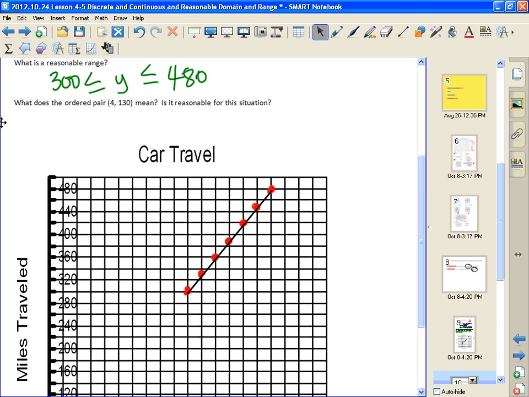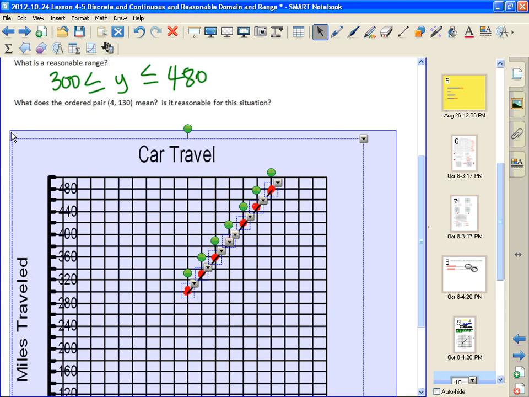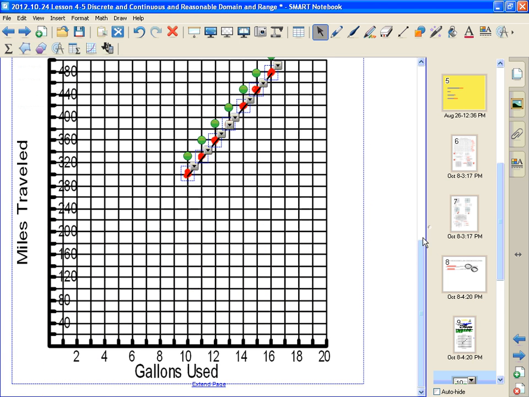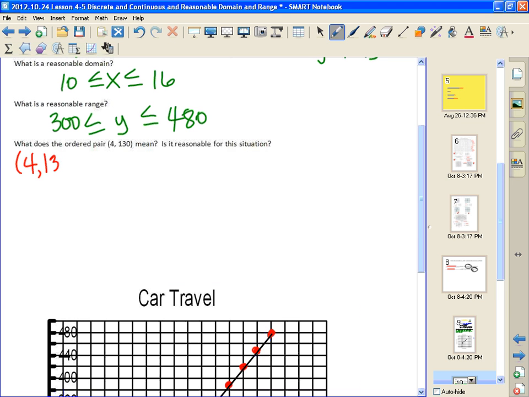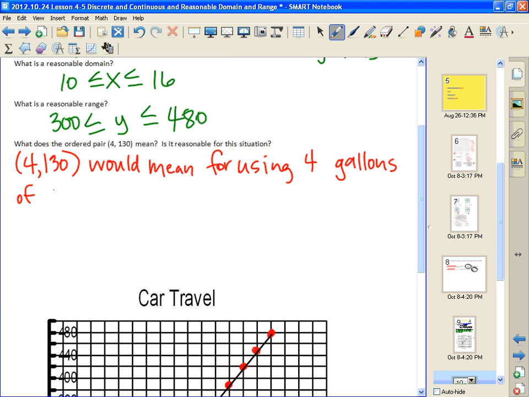And then it says, what does the ordered pair for 130 mean? And is it reasonable? So for 130 would mean for traveling, or excuse me, for using 4 gallons of gas, you would travel 130 miles.